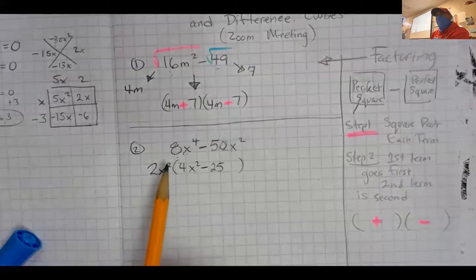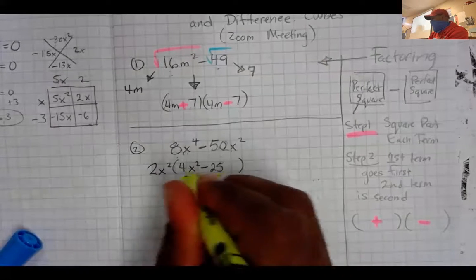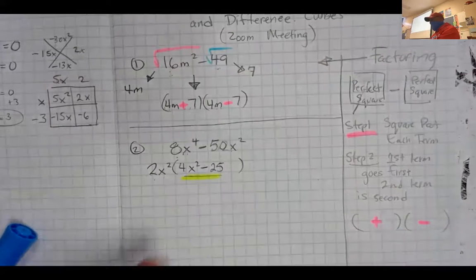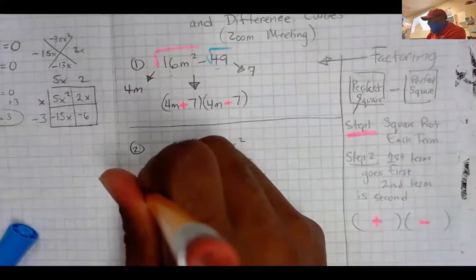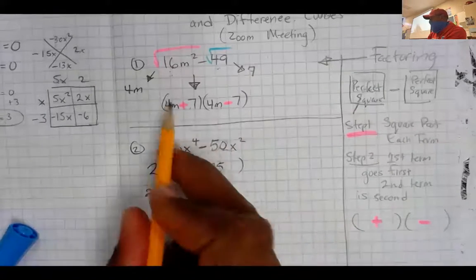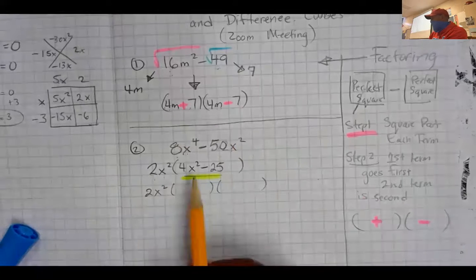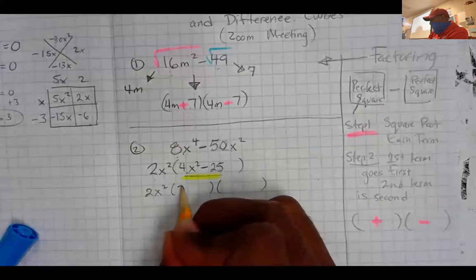Okay, so now, again, what we did is we factored out the common factor. Then what I need to do is look right here and say, can I factor this second part any further? Well, if you notice, the 4 is a perfect square and the 25 is a perfect square. So I can factor it just like I did this one up here. I'm going to square root the 4x squared. So the square root of 4x squared is 2x.